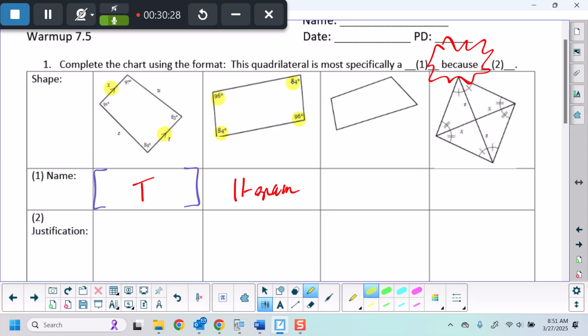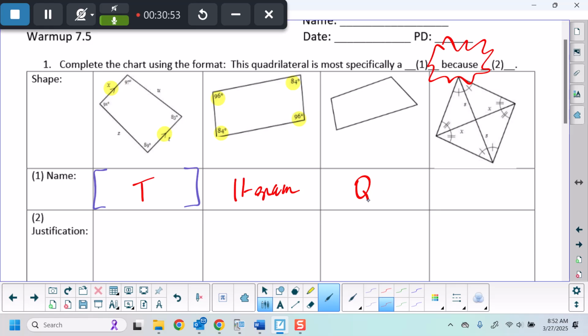Those angle conversations definitely work together. All right, our third shape. This quadrilateral is most specifically a quadrilateral. How come? Because it has 4 sides. It has 4 sides. That's all we know. You could say it looks like maybe a trapezoid. You could say, but unless you're given information, we're not going to go with that.